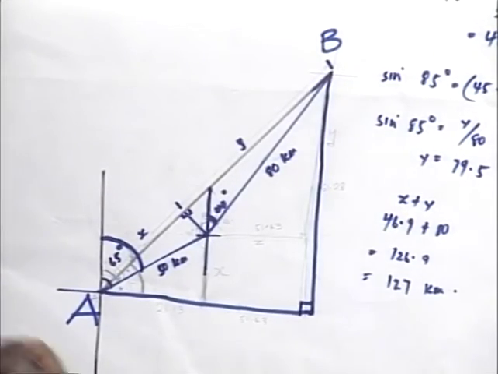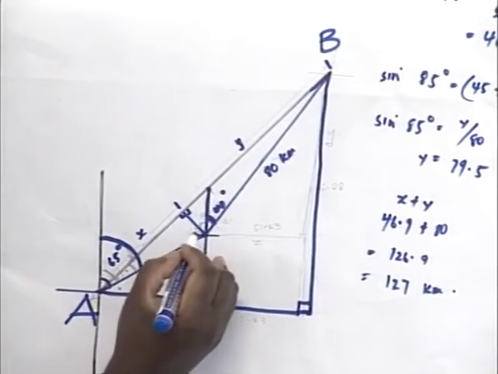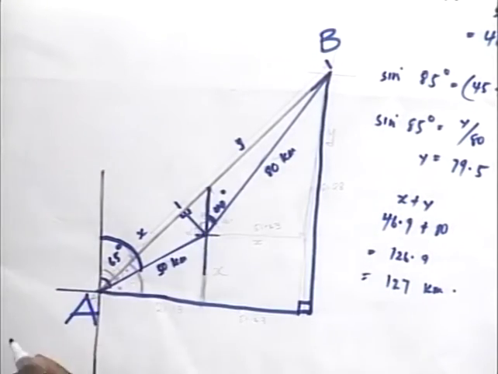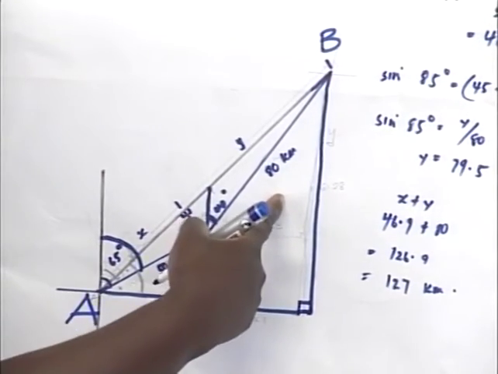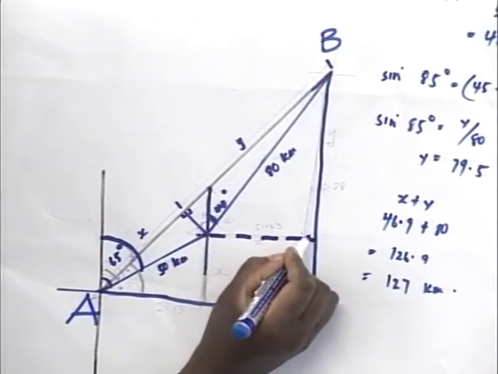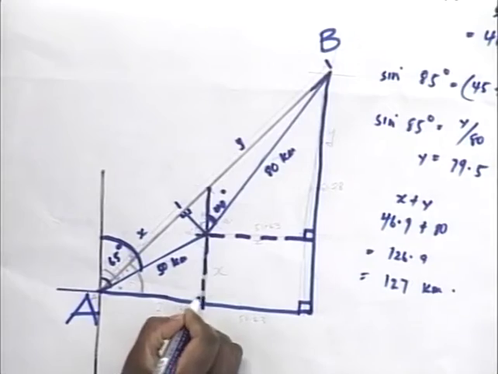Okay, to find this distance, I need to put another right angle triangle inside. Okay, so I'm going to draw a right angle triangle here and a right angle triangle here.